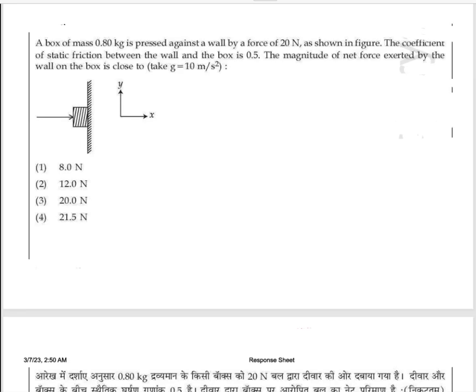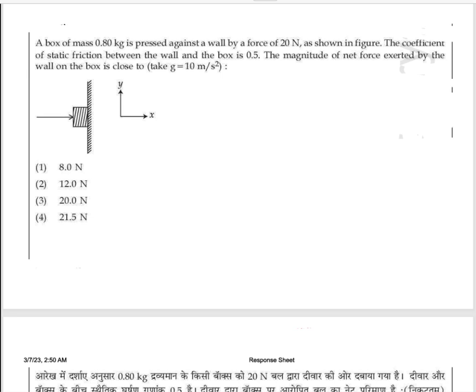Okay, this one is our next question. The question is saying a box of mass 0.8 kg is pressed against a wall by a force of 20 Newton, as shown in the figure. The coefficient of static friction between the wall and the box is 0.5. The magnitude of net force exerted on the wall. So we have to find actually the net force acting on the wall.